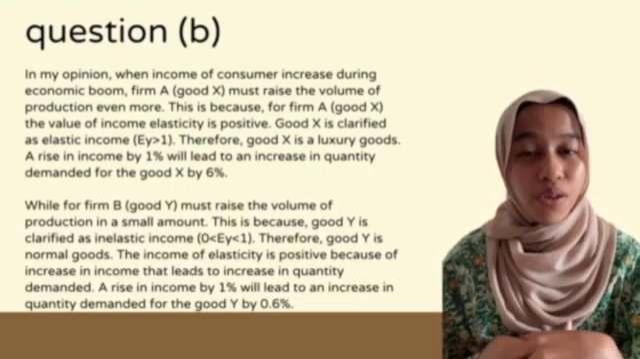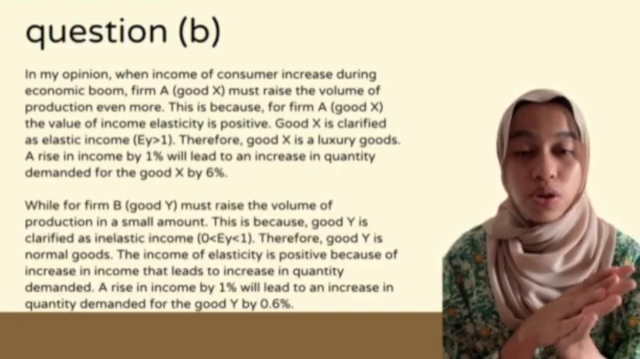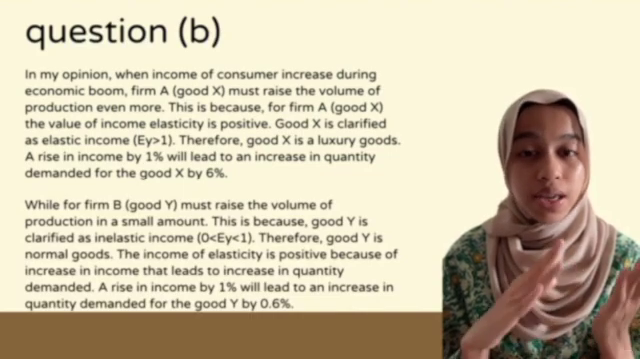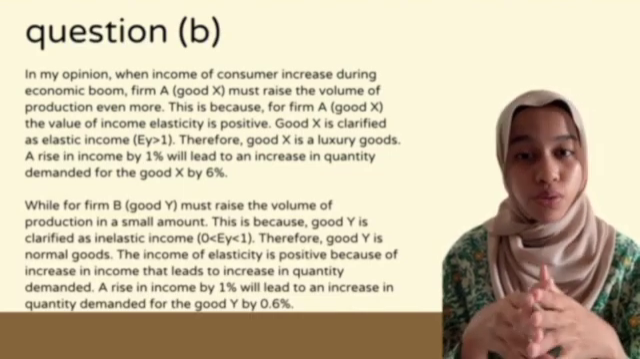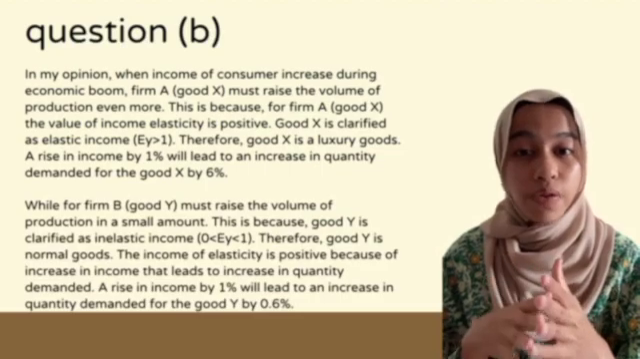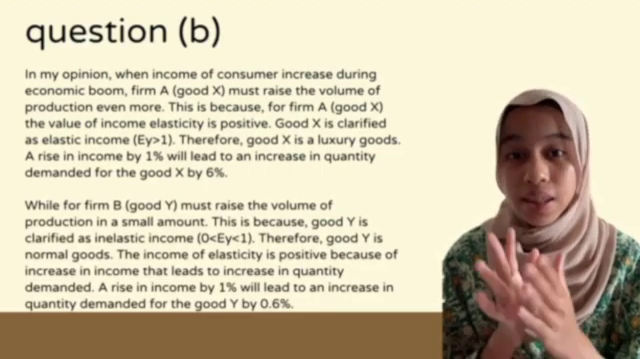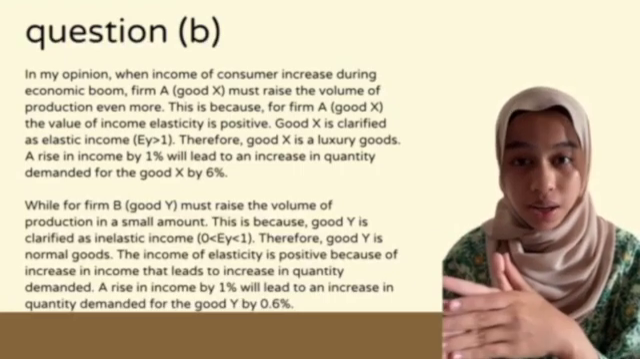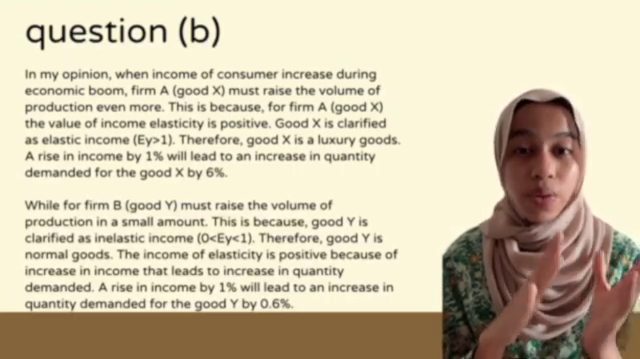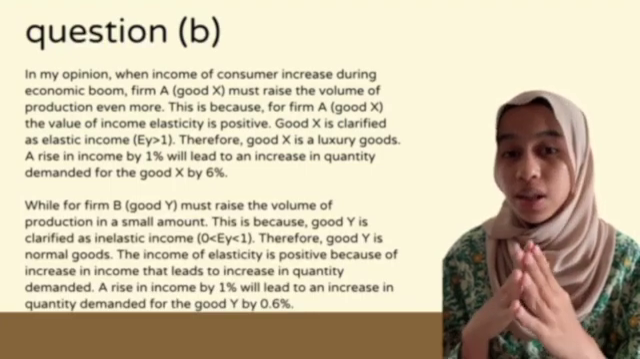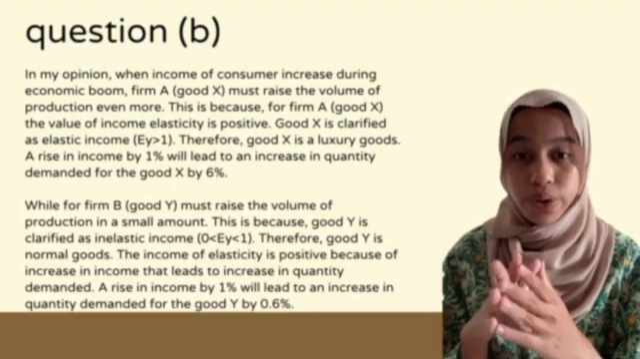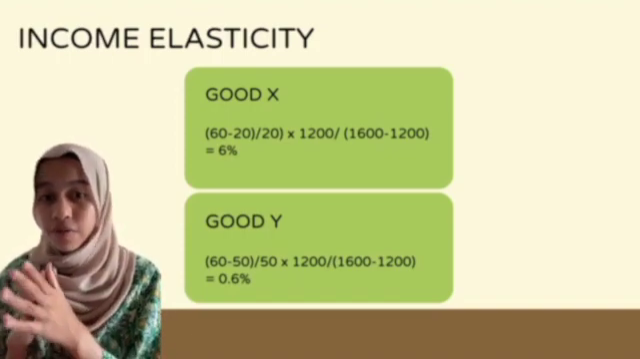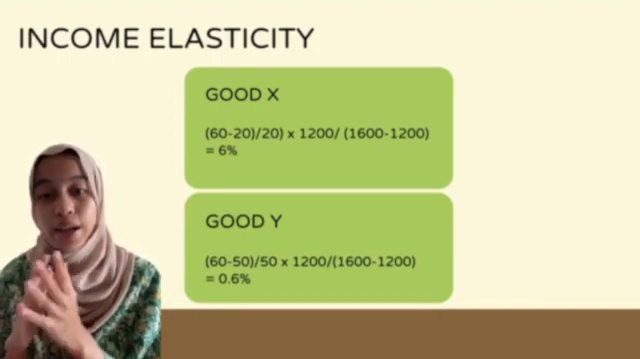Next, firm B. Firm B must raise the volume of production by a small amount. This is because good Y is classified as income inelastic. Therefore, good Y is a normal good. The income elasticity is positive because the increase in income leads to an increase in quantity demanded. A rise in income by 1% leads to an increase in quantity demanded for good Y by 0.6%. So this is how we calculate the income elasticity for good X and good Y.